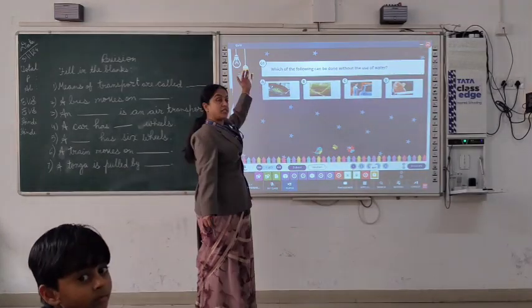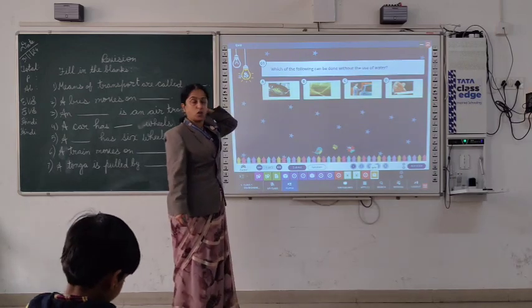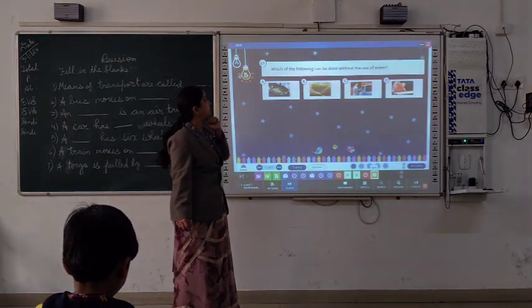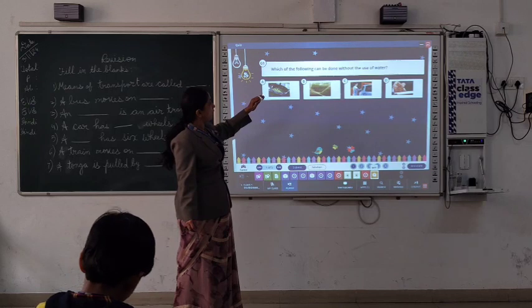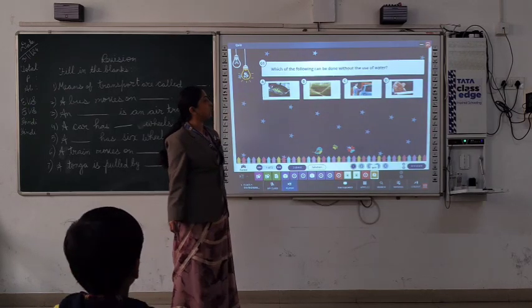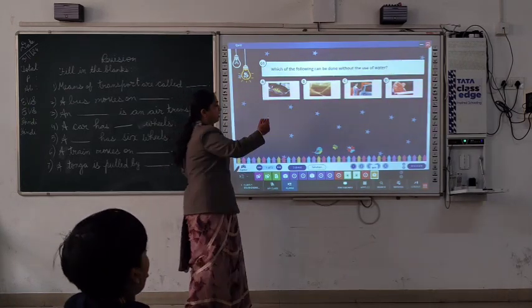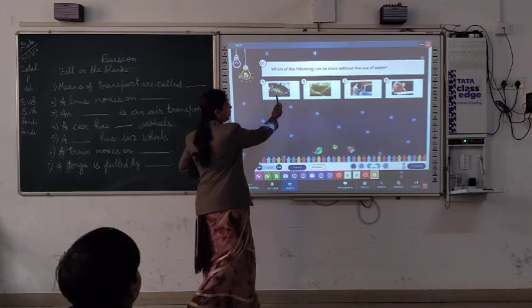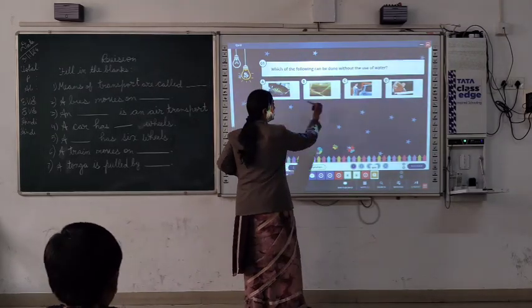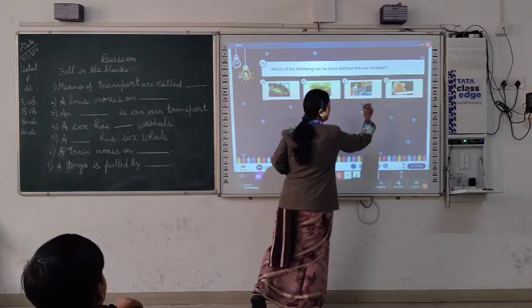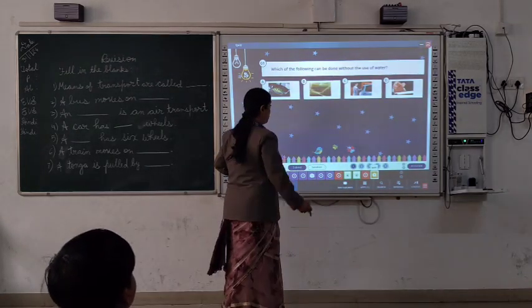Now see, this is a worksheet which we are going to solve. You can see we have some pictures. Which of the following can be done without the use of water? Can you tell me? Cooking, watering plants, cleaning vehicles, and then writing. For writing.